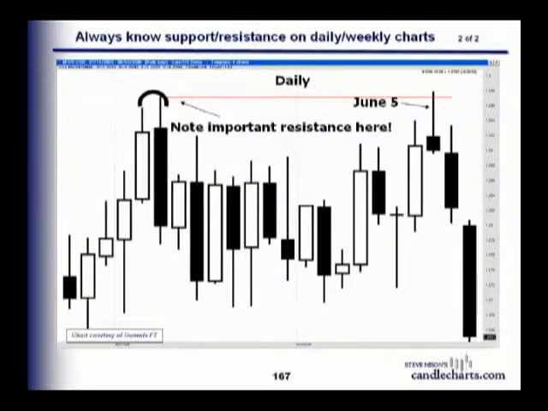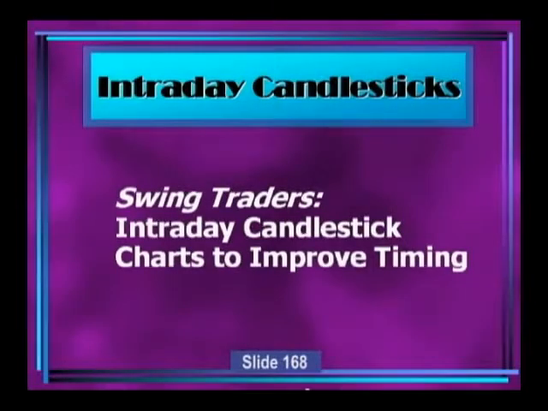Look at the resistance, a bearish engulfing pattern. Even if there wasn't a bearish engulfing pattern, that's an important resistance area. We always have to be alerted to where support and resistance is on the daily chart. Now, this is for swing traders, for those who normally don't use intraday charts. You can use intraday candlestick charts to really improve your timing.